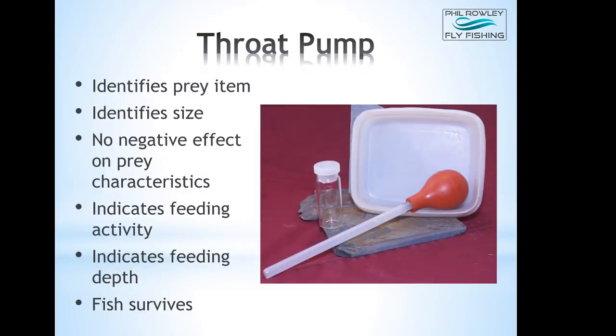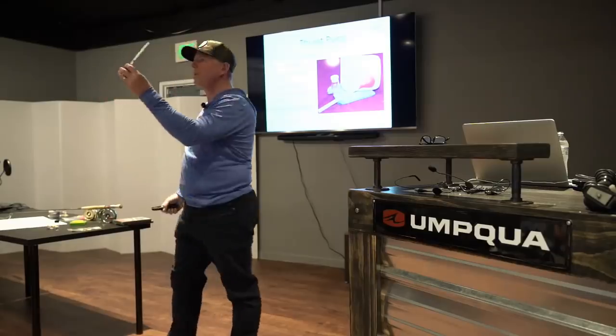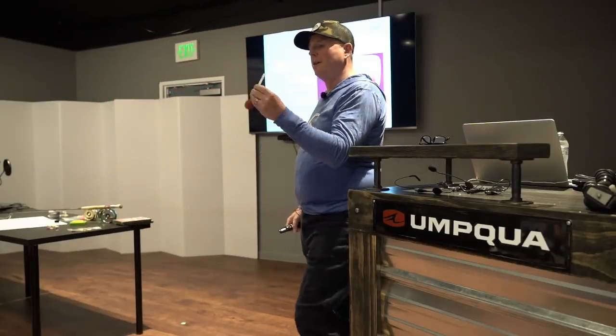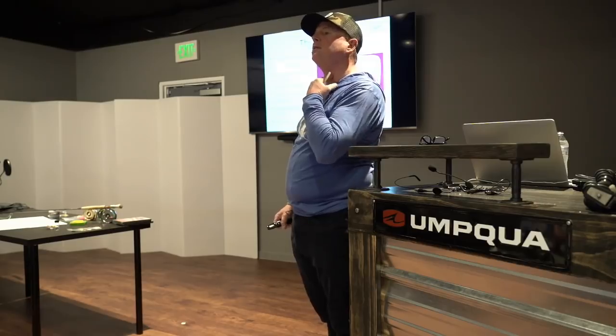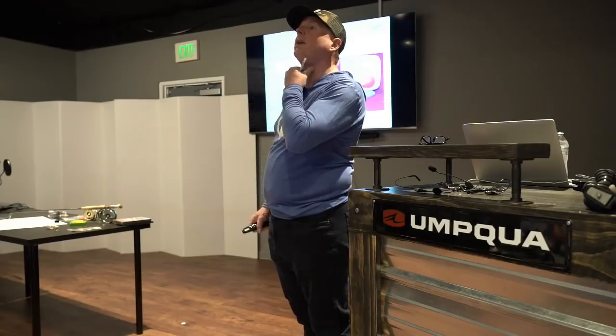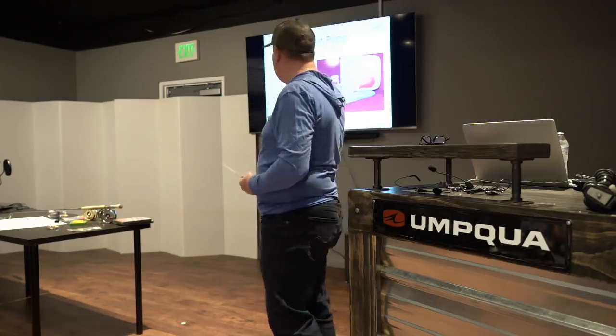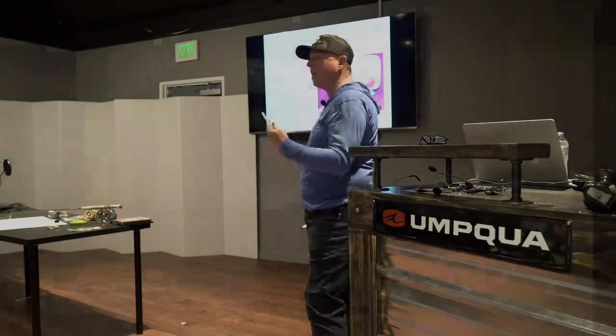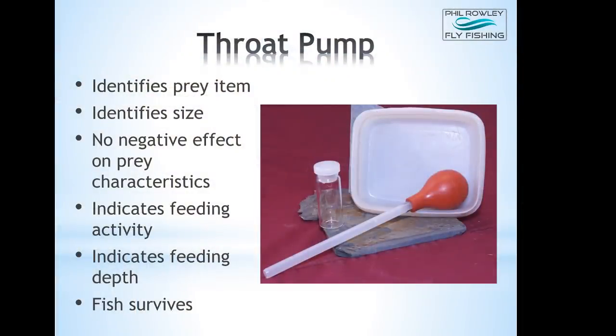So the reason for this is the throat pump, and it's this little guy here, your little turkey baster, that allows you to sample what the fish is eating. Although they're sold as stomach pumps, I call them throat pumps, because that's what you want. I want what they just ate, not what's down here. And obviously they identify what it is, how big the prey item is. It has no real negative effects on the prey characteristics. So when you pump something out and put it into a little vial or a container, it's still going to be shiny and bright. Whereas if you sample out of a stomach sample, the stomach acids kill the prey, and then all the lifelike qualities that the fish were attracted to are gone. And the best part, of course, is the fish survives.